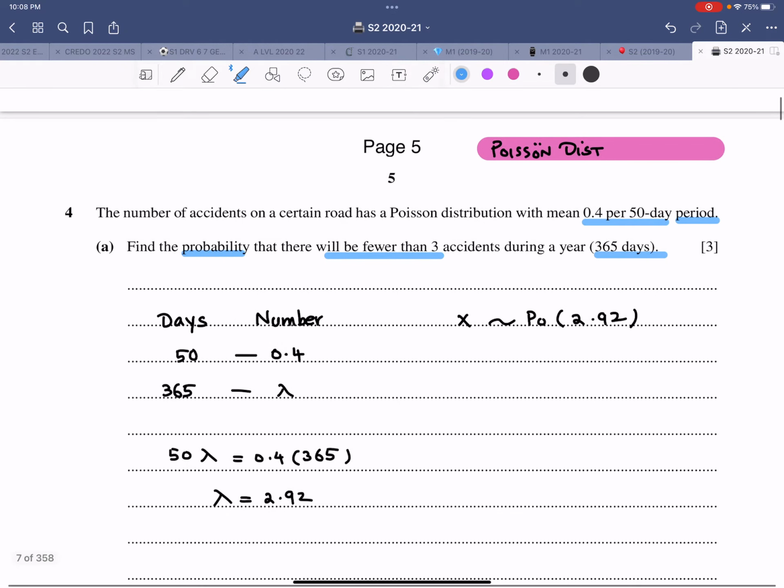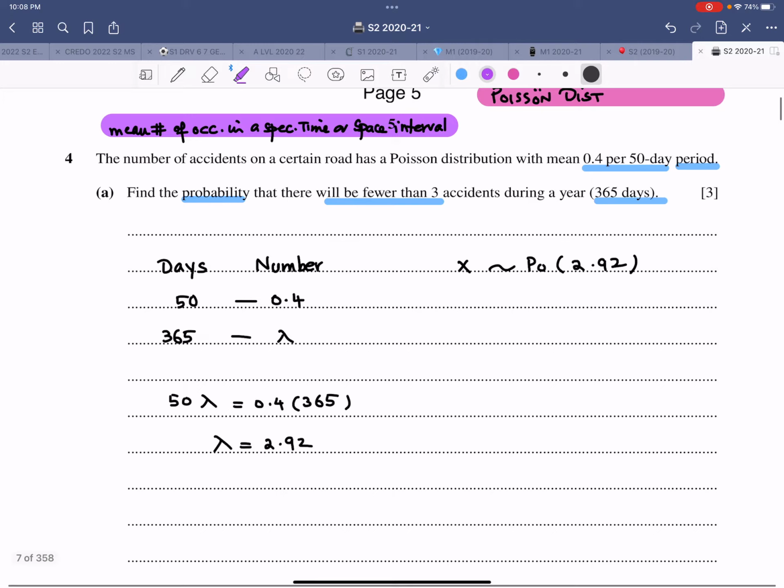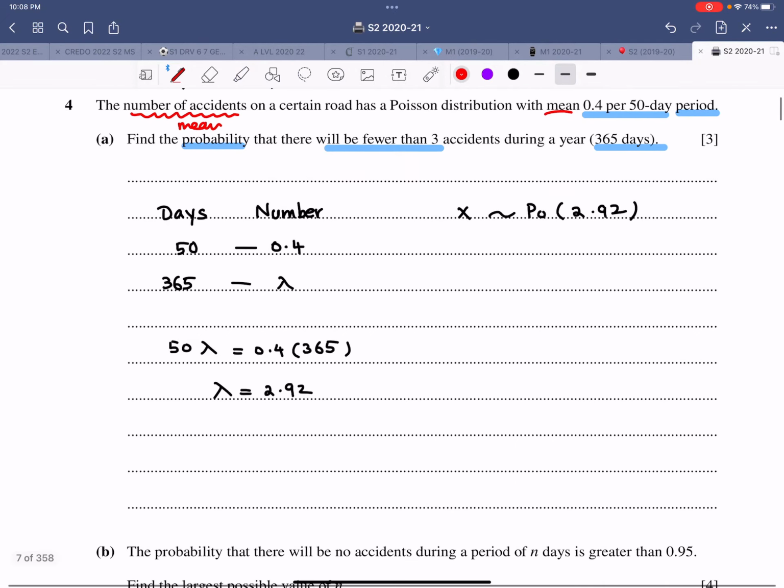Now, what is the definition of Poisson distribution? We have something called the mean number of occurrences in a specified time or space interval. So the number of accidents in a particular time period is your mean. It's your lambda. It says here too, 2.92.